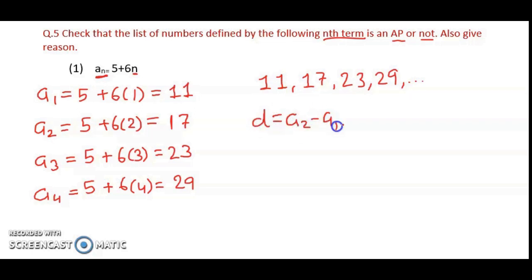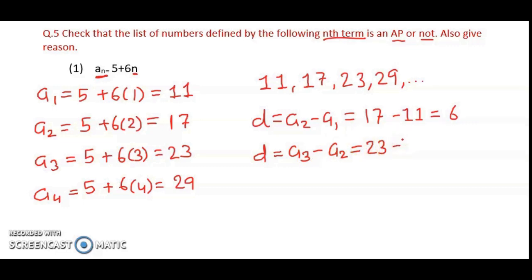second term and first term. So second term is 17 and first term is 11, so the difference is 6. Same way if you see the difference between third term and second term, so the third term is 23 and second term is 17, so we get the difference 6. Same way if you see the difference between fourth term and third term, so fourth term is 29 and third term is 23, so difference is 6.